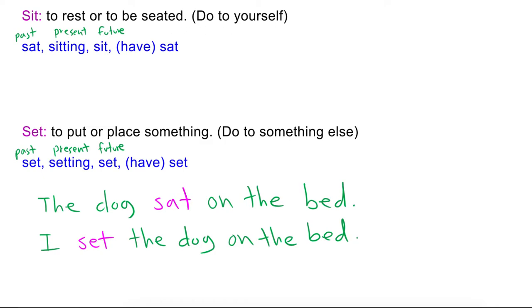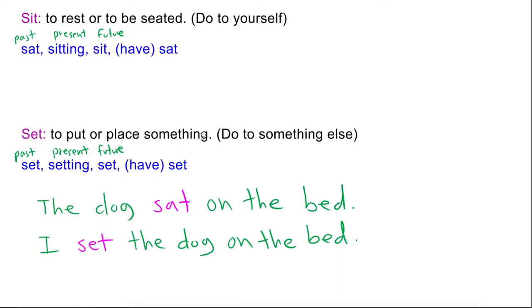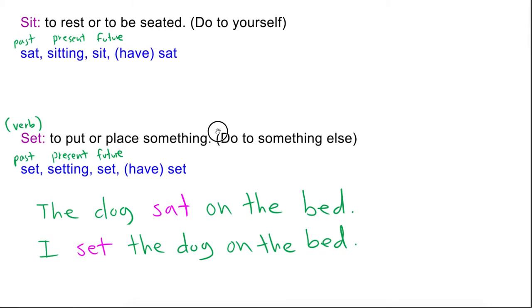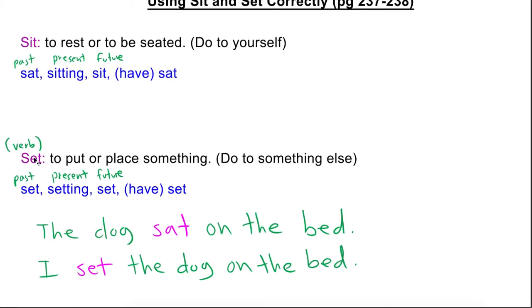Hopefully you guys understand that, but I'm pretty sure you know how to use sit and set. And set, this is the verb form, just to clarify. There is a noun form of set, like I have a set of basketball cards. But in this case, we're talking about the verb form set. So that's the difference between sit and set. Pretty much, if you're doing it to yourself, you would say sit. If you're doing it to something else, you would say set.